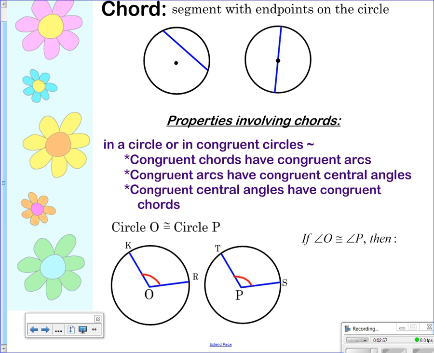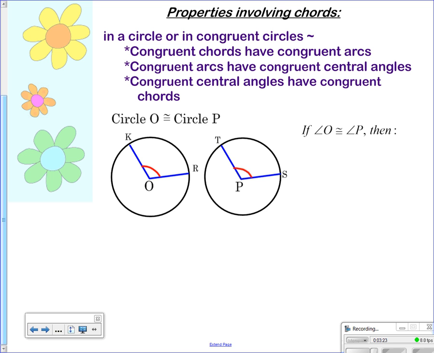And the last property we know says that congruent central angles have congruent chords. So if you know the central angles are the same, which are these red lines that I drew in here, then you know the chords that made them are the same length. So once you get those properties written down, go ahead and draw the 2 circles. And what we're going to do is list everything that we know is congruent in this picture.